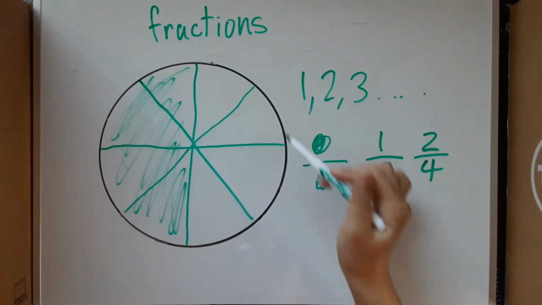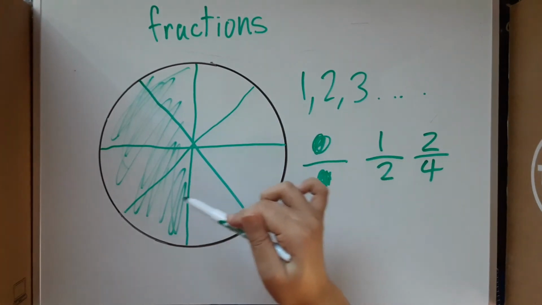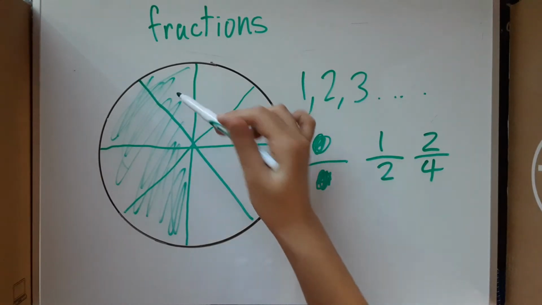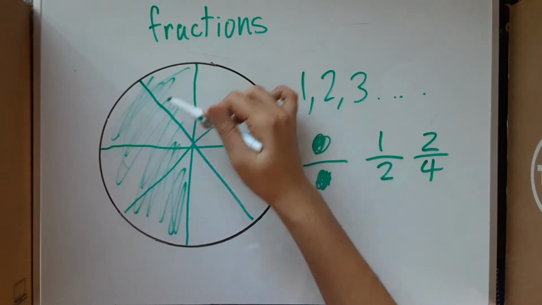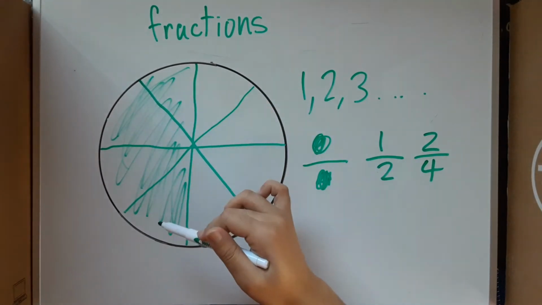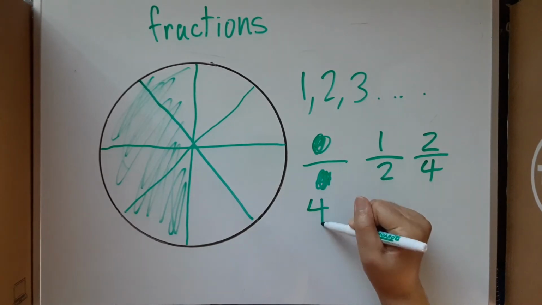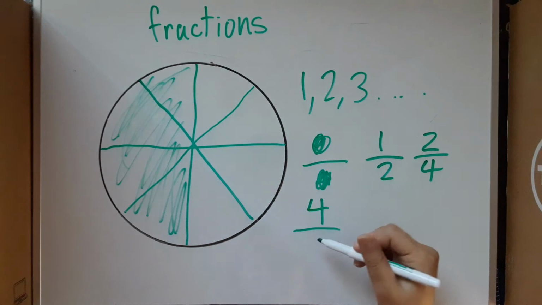Now we can see we have 1, 2, 3, 4, 5, 6, 7, 8 equal pieces. And we can see that 1, 2, 3, 4 are shaded. So we have 4 over our total, which is 8 pieces.